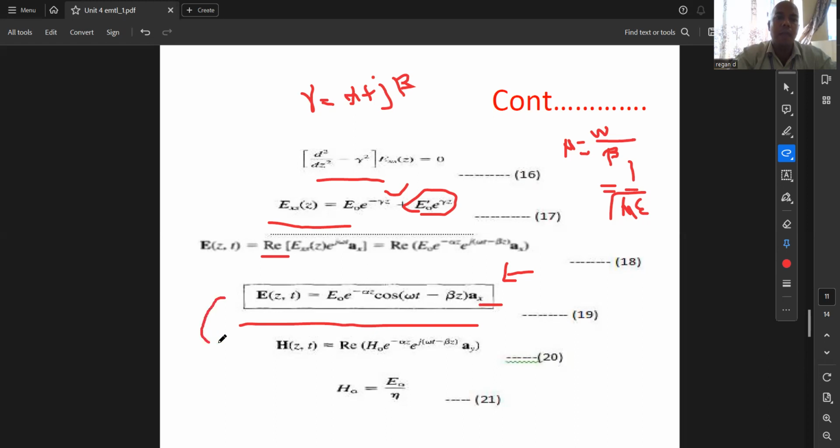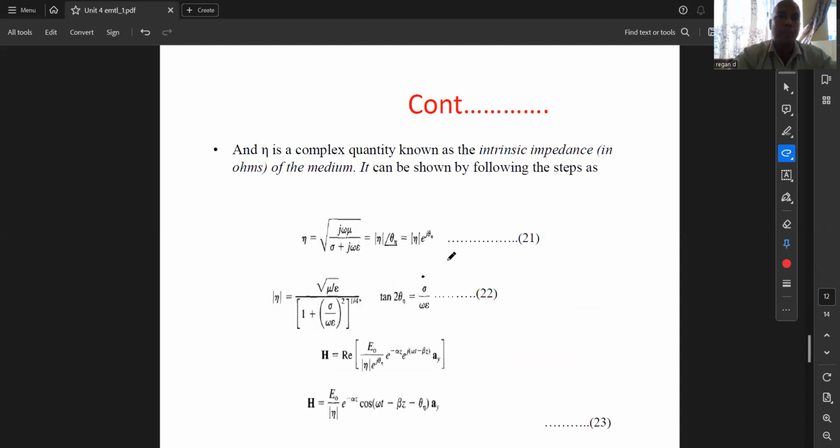Okay. The same way we can derive the equation for the magnetic field. So this is the equation for the magnetic field. And we know the intrinsic impedance eta is equal to E divided by H. From that we can write these equations. Eta is a complex quantity known as the intrinsic impedance of the particular medium. Now I can write this eta as a magnitude. So this is the eta equation, and in terms of eta, we have rewritten this magnetic field.